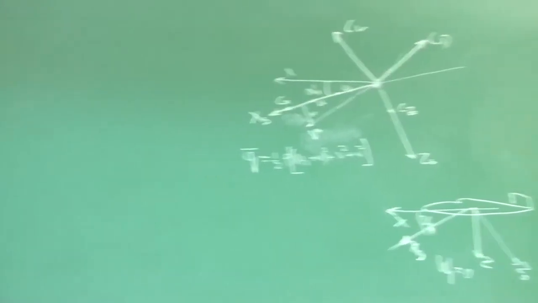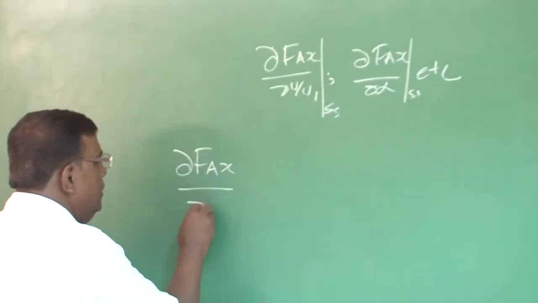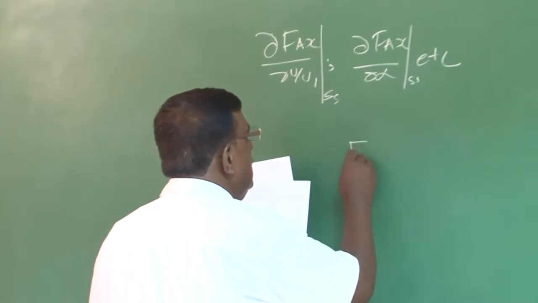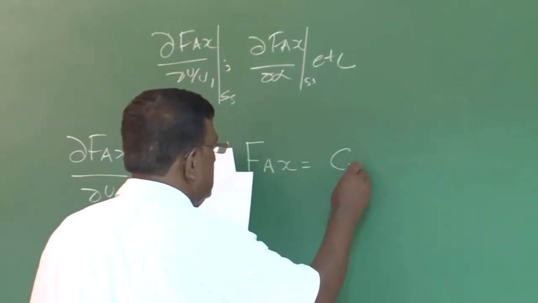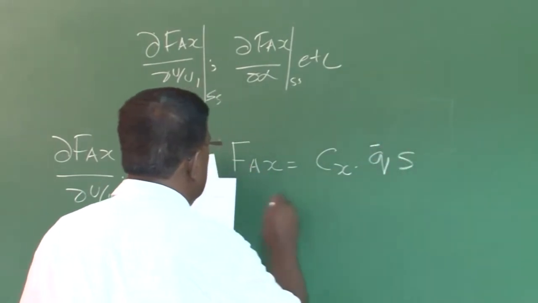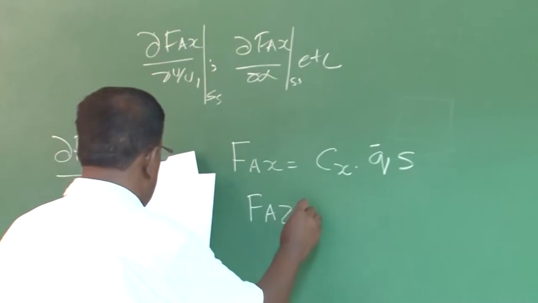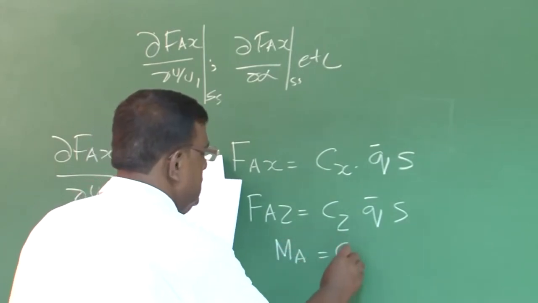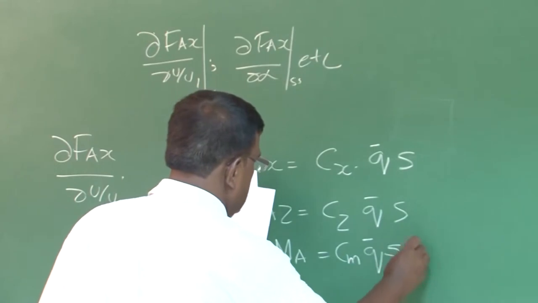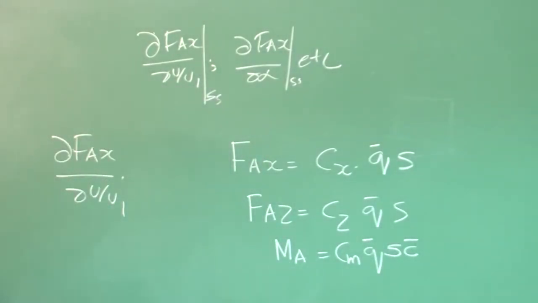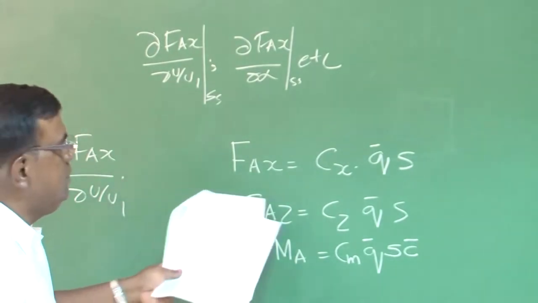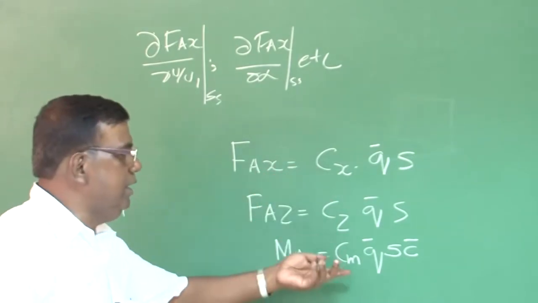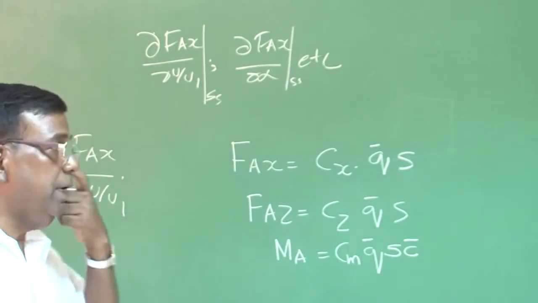Now I want to find out these derivatives. Let's say I am trying to find out dFax/d(u/u1). Let us see how it can be done. I can write Fax is equal to Cx into q bar S. Similarly, I can write Faz equal to Cz q bar S. I can write aerodynamic moment as Cm q bar S c bar. Clear? There is no problem. I'm just using the definition of Fax, Faz and Ma through the definition of Cx, Cz and Cm as we did for CL, CD and Cm, right?